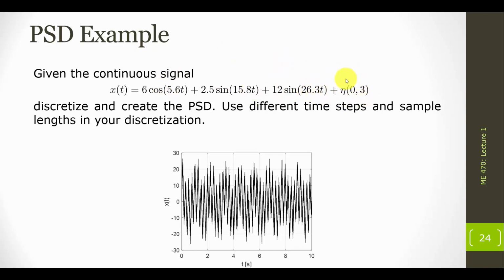And we're going to add a little bit of noise here. What this eta value means is that I'm adding some Gaussian white noise that has a mean of 0 and a standard deviation of 3.